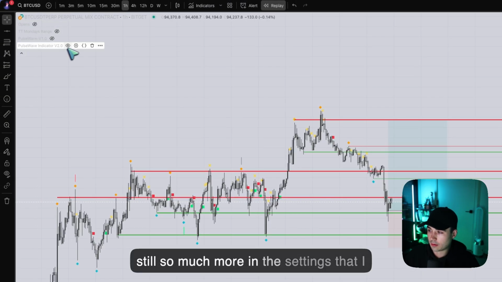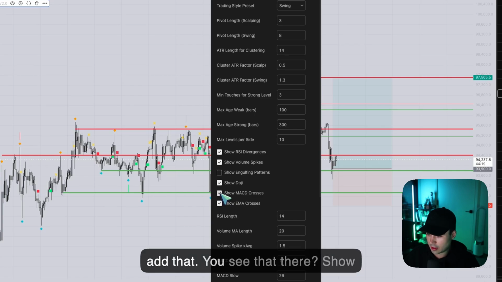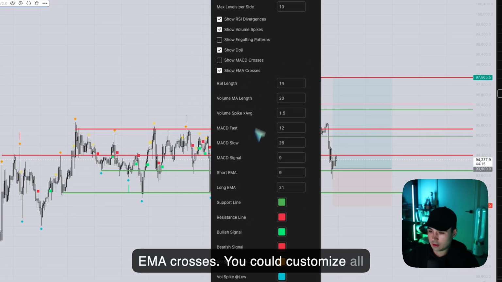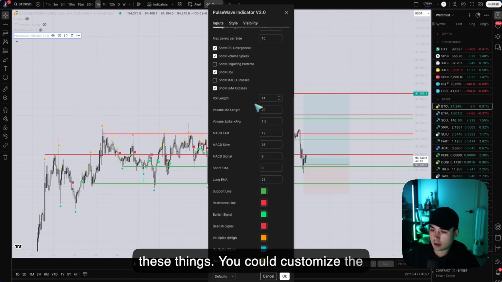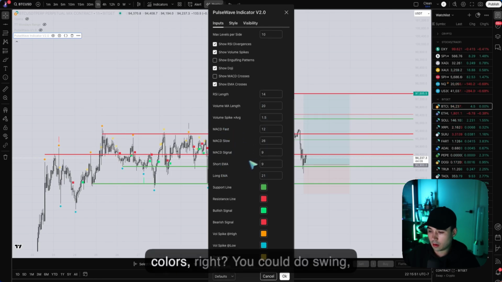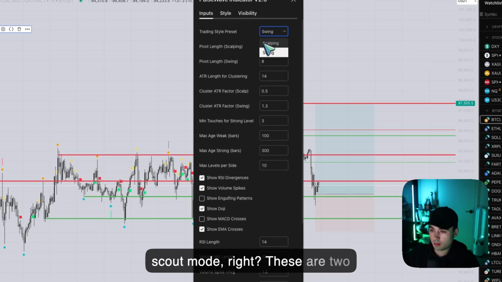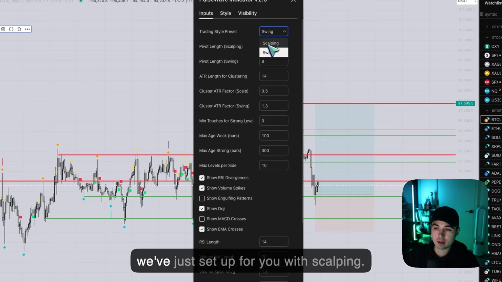And there's still so much more in the settings that I haven't even covered, but it shows MACD crosses, so we could add that. You could see that there. Show EMA crosses. You could customize all these things. You could customize the RSI length, like the MACD fast, slow, signal, short EMA, long EMA, the colors, right? You could do swing or scalp mode, right? These are two pre-made modes we've just set up for you.